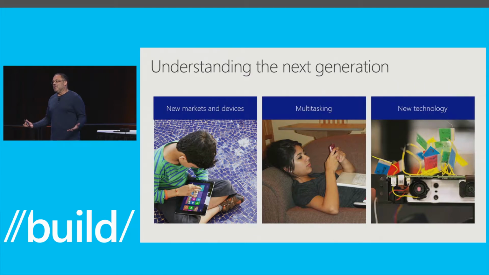So how did we think about building this box? When we looked at where we were from 2005 with Xbox 360 to Xbox One, we thought about all of these different things that had changed in the world. Probably the biggest thing that had changed in the world between those two time frames was the fact that we now had these new markets and new devices of people playing games.